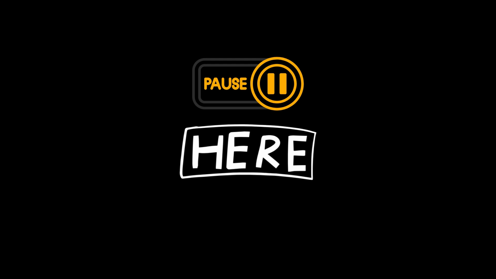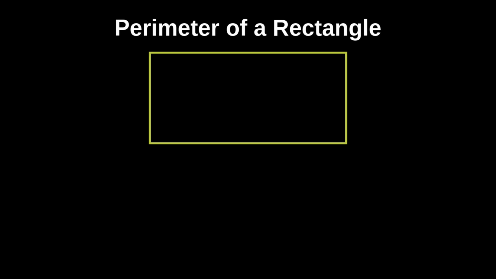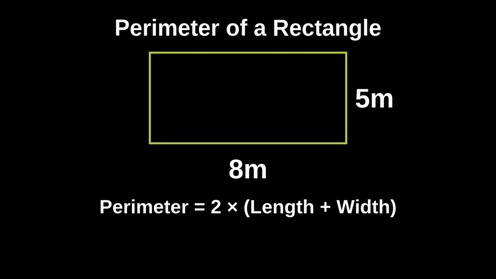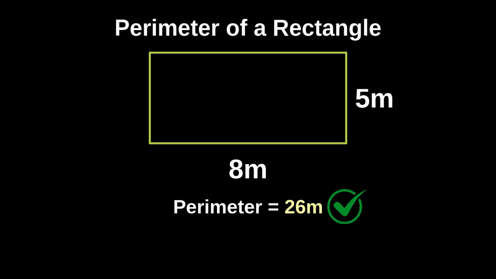Pause here. Try calculating the perimeter of a rectangle with an 8-meter length and 5-meter width. Answer revealed in 3, 2, 1. Got 26 meters? Nice work!